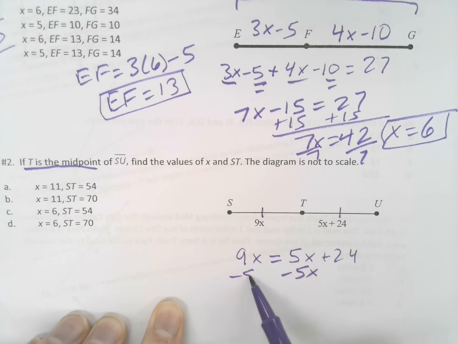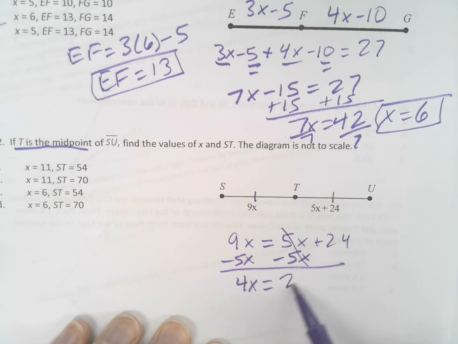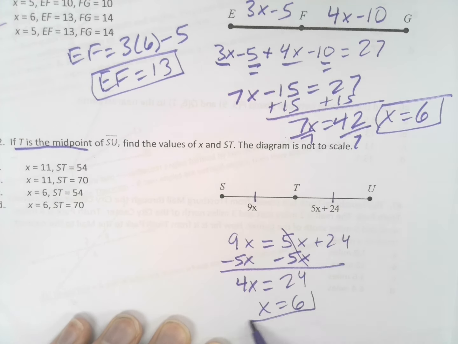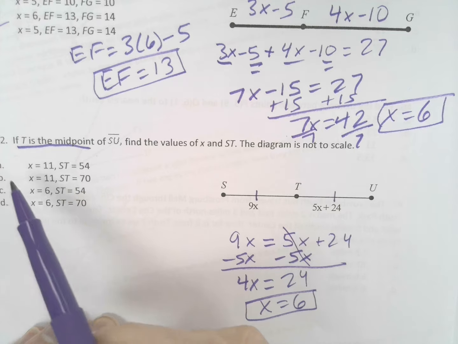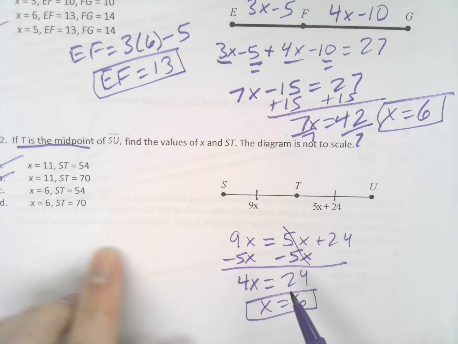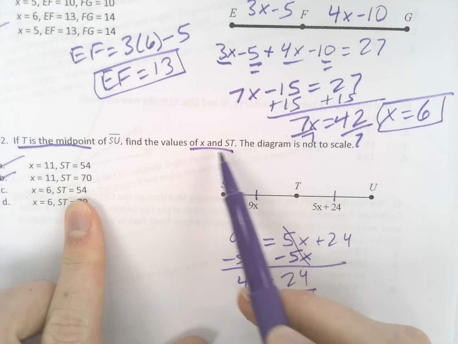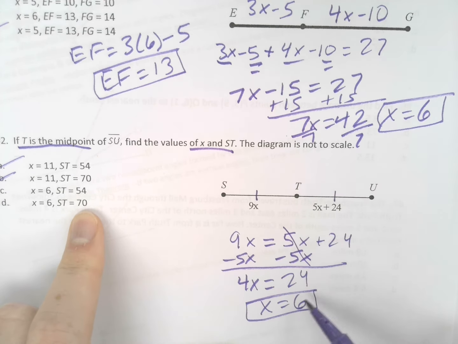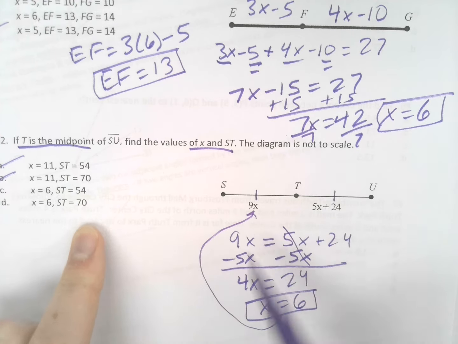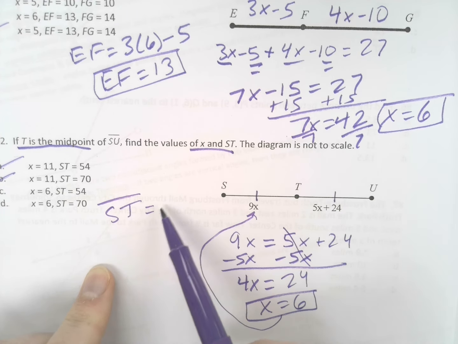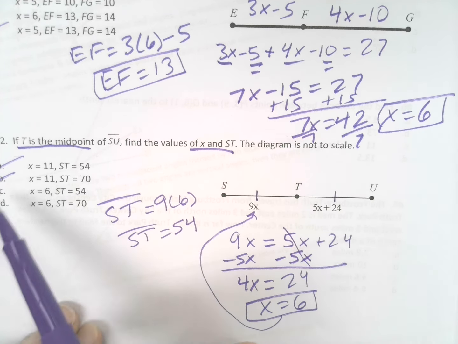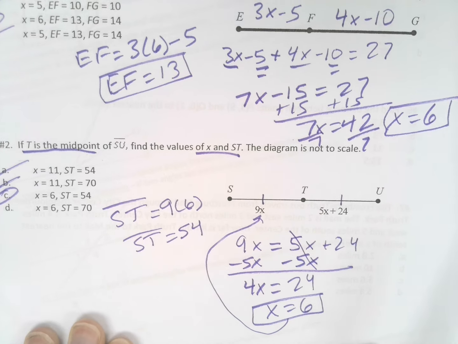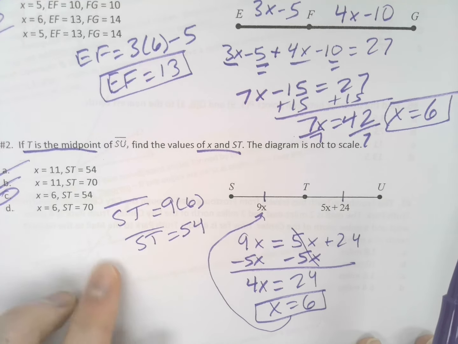This one's going to be a little bit shorter than our last one. Subtract 5x over. 4x equals 24, and you divide by 4. Once again, back-to-back problems, x equals 6. Now we look over here, and we know it can't be B, can't be A, wrong x, and they're wanting us to find ST as well as x. So we plug 6 into x, and the measure of ST is going to be 54. So hopefully you guys were able to go 2 for 2 there.